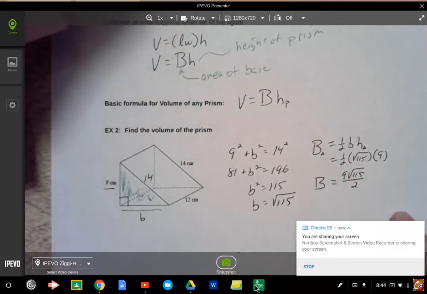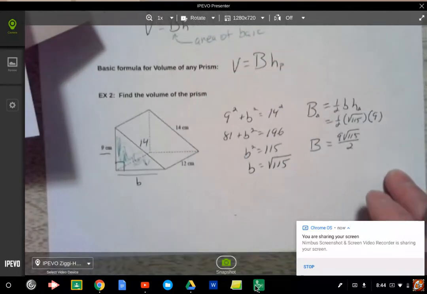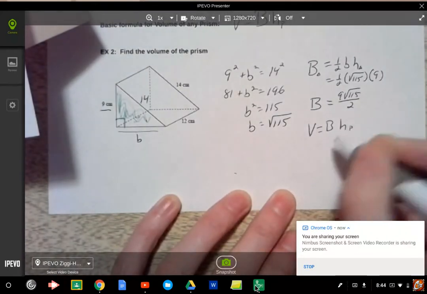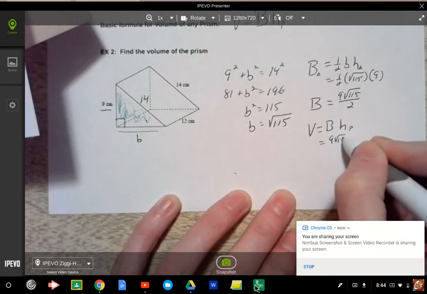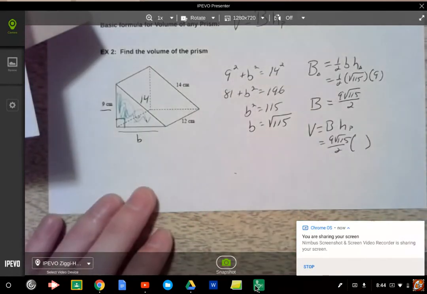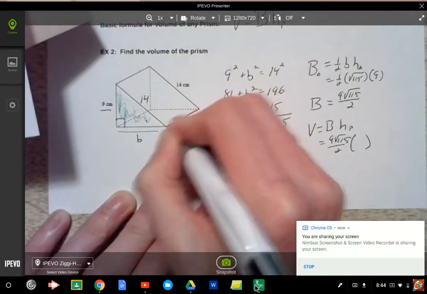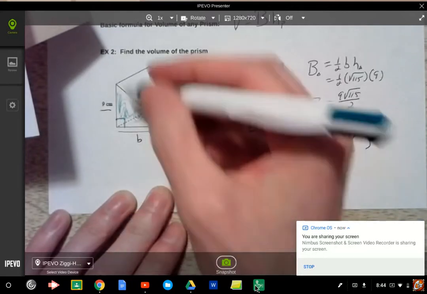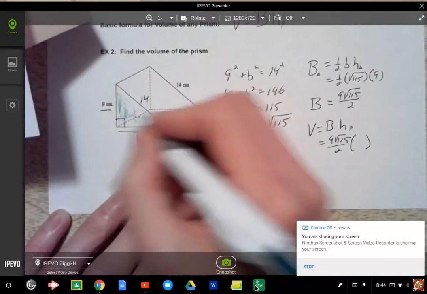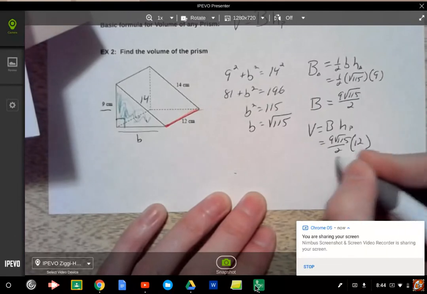How do I get the volume now? Well, I'm going to need just a touch more work, because the volume is the area of the base times the height of the prism. We already know my area of the base is this ugly number here. Height of the prism, I want to find that. Here's my base of my prism. What's perpendicular? There's my height. I know it doesn't look like you want to go this way, but I've already handled the height of the triangle. This is the height of the prism. It's 12. So I'll multiply that by 12.